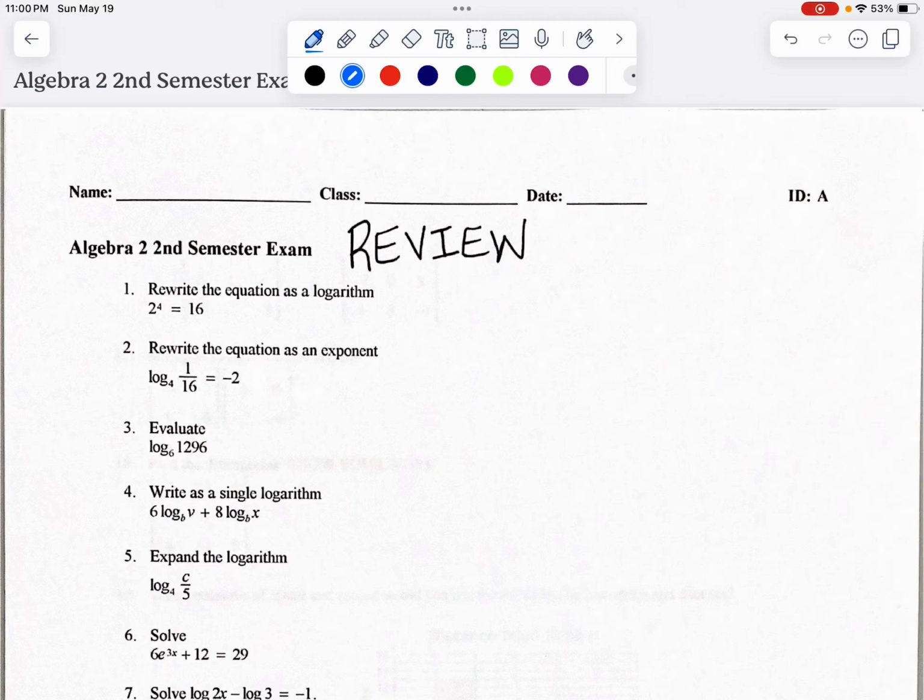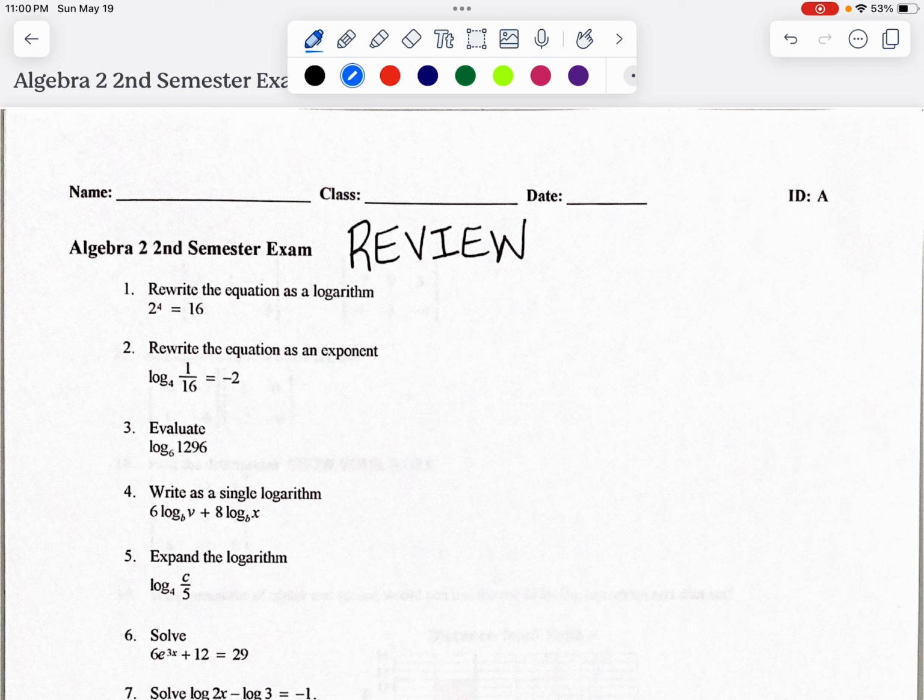Okay, semester review video. Please refer to the PDF upload of the actual answer key for formulas and such. They're highlighted and everything's nice and neat. Because I'm going to be going through this a little quickly, just so you can get a little refresher on all of these. Rewriting equations as logarithms and exponents as logarithms, that's just remembering where to put what.